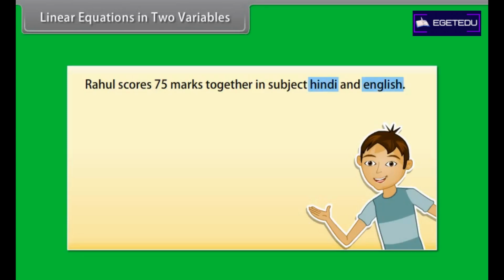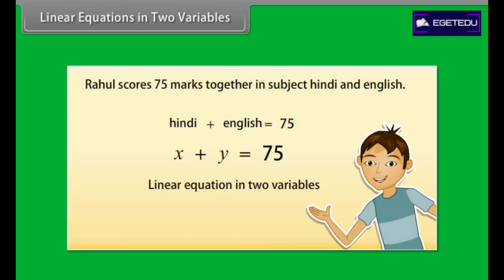Here you can see that the marks in neither of the subjects are known, that is, there are two unknown quantities. Let us use x and y to denote them. So, the marks scored in Hindi is x and the marks scored in English is y. So, x + y = 75 is the required equation. This is an example of a linear equation in two variables.